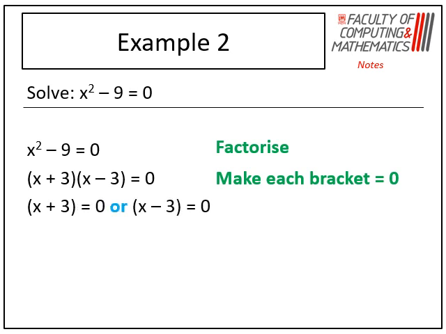So we've got x plus 3 is equal to 0, or x take 3 is equal to 0, and again, solve each equation separately. On the left, when you take 3 from both sides, you're going to have x is equal to negative 3. On the right, you're going to have x is equal to positive 3 when you add the 3 to both sides. Okay, that's quite a short one because obviously factorising with a difference of two squares is more straightforward and a little bit quicker than factorising a trinomial.